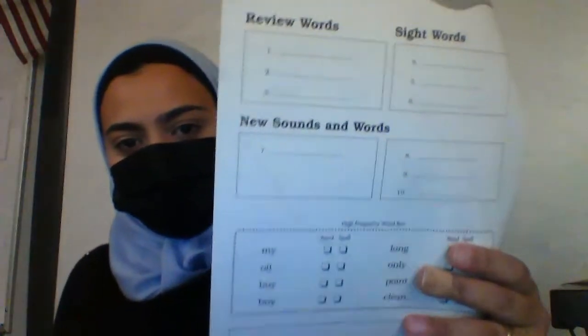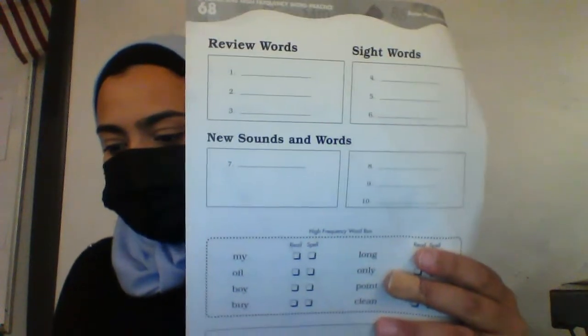Let's move on. One, two, three. All eyes on me. Let's move on to the back of that paper where it says review words. Next to number one, I want you to spell the word cattle. Cattle is like when there's a lot of cows. You call it cattle. What is it? C-A-T-T-L-E. Cattle.